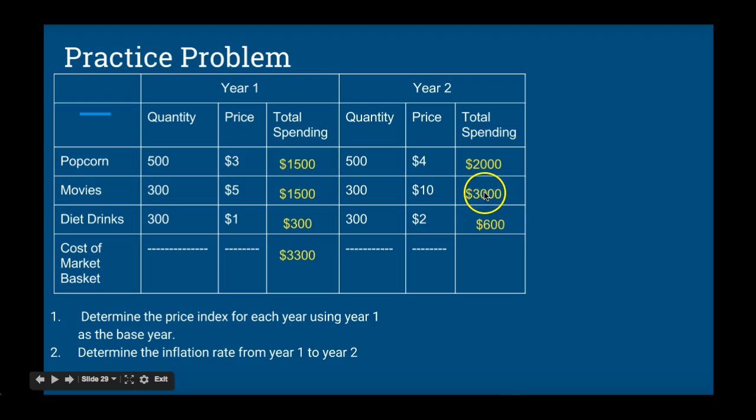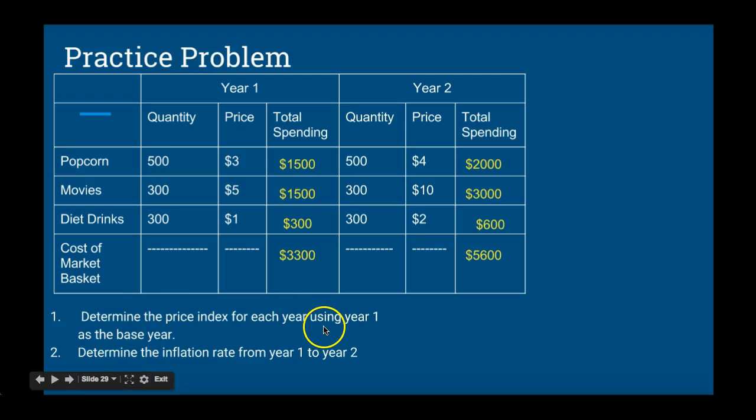So 2,000 plus 3,000 plus 600 will give us a cost of the market basket of 5,600. Okay, now that I have my total, what my market basket costs, I can determine my price index. And remember from the last slide, the price index is going to be taking the price of the year that you're interested in divided by the base year.